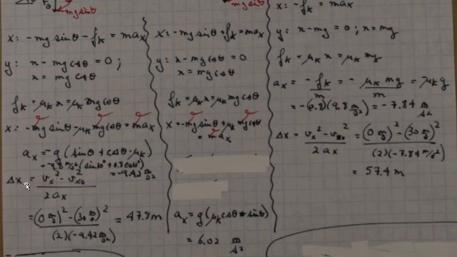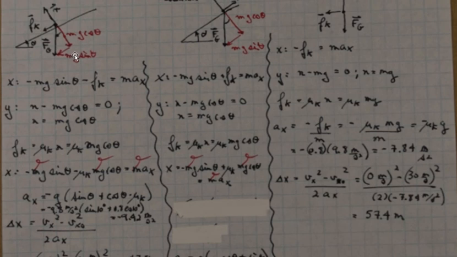Equation number 3 from our kinematic set then allows me to compute 47.8 meters. Okay, so the stopping distance is less if the car is going uphill and braking than it is going on the level. And so why is that so? Because we have an extra mg sine theta braking force in addition to the f sub k.